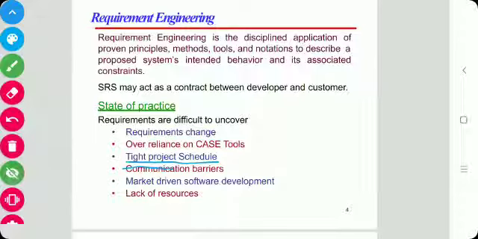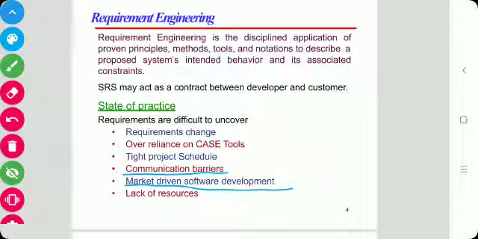Then communication barriers. As we know, requirement engineering is a communication intensive activity. Customers and developers have to sit together for the requirement elicitation, but customers and developers have different vocabularies, professional backgrounds, and tastes. Developers usually want a more precise specification, but the customer wants natural language, because he does not know the technical specification.